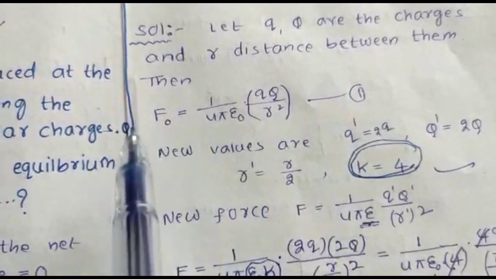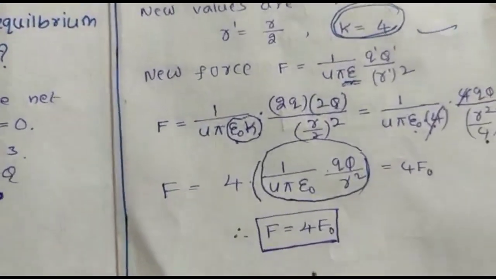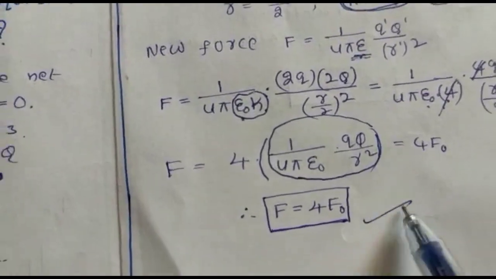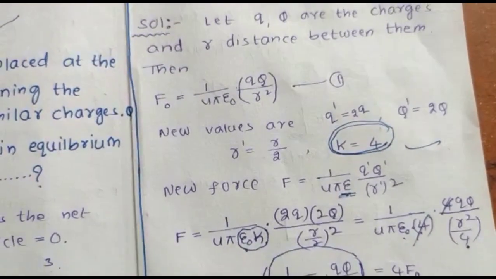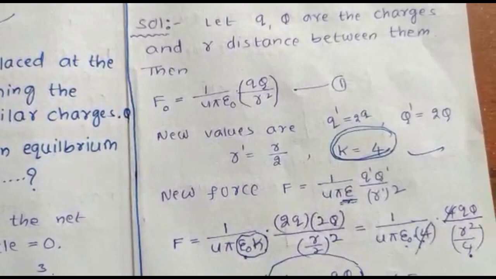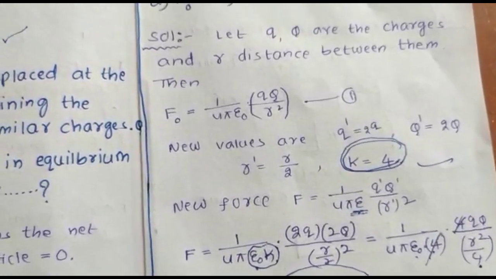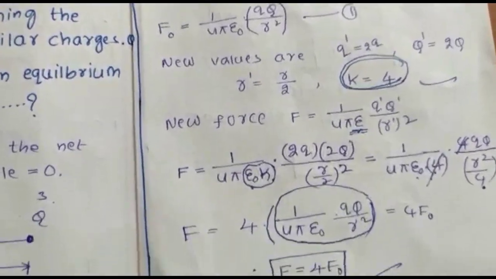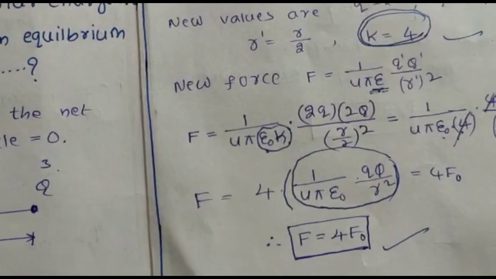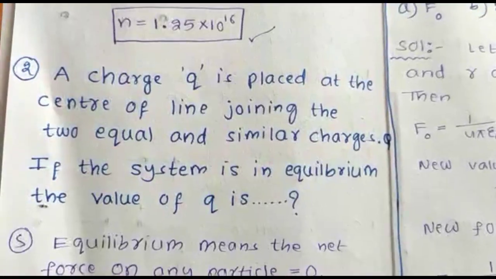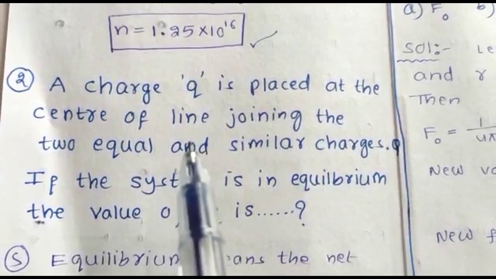That equation number 1 is equal to F naught, and just substitute there, you can get F is equal to 4 F naught. Therefore, when the charges become double and the distance becomes half and they are placed in a dielectric medium, the new force becomes 4 times the initial force between the two charges. Now let us discuss the second problem.